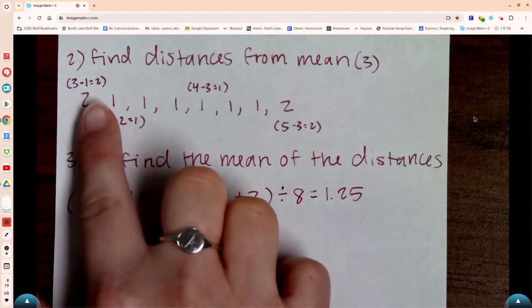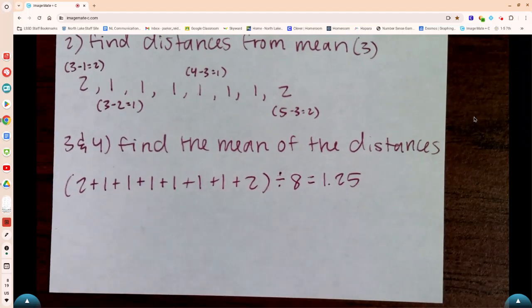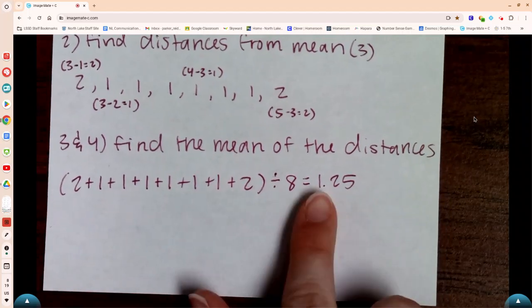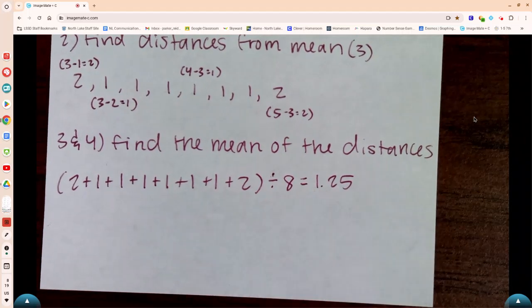When we find how far apart everything is and we find the mean of that, we are saying on average, people's number of siblings is only 1.25 away from the mean. So pretty close to the mean. I know there's not 0.25 siblings, but just to give you an idea of what it's saying, it's telling you about how far away your values tend to be from the mean.